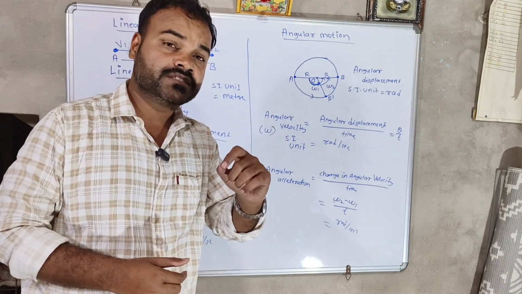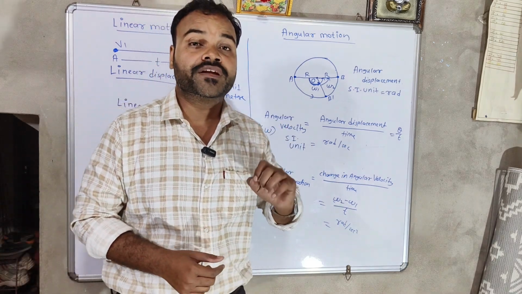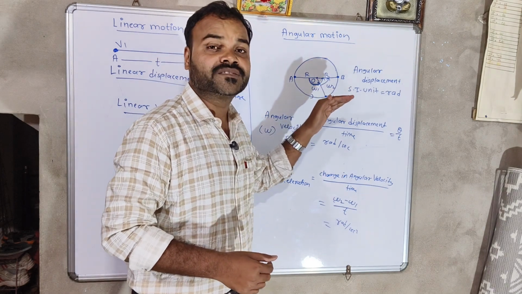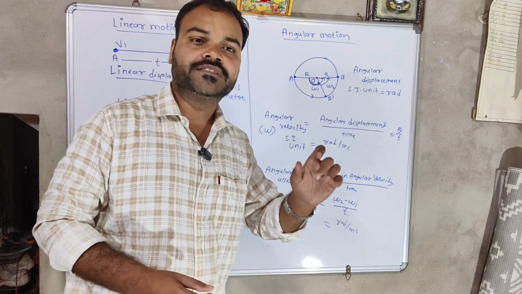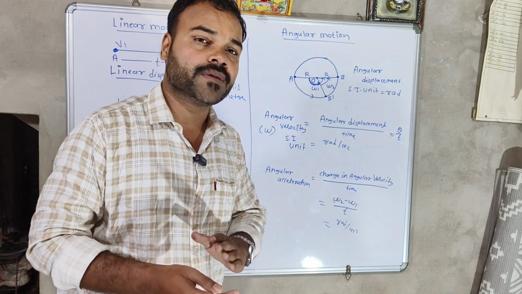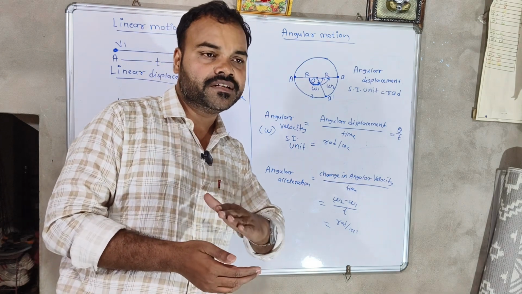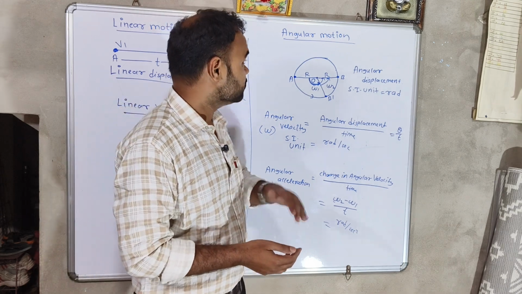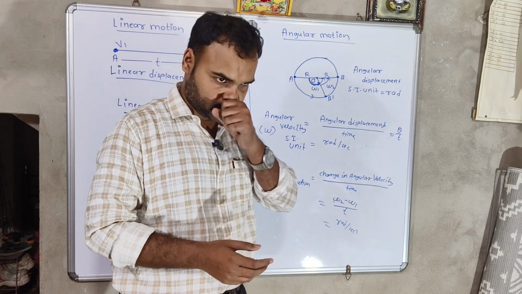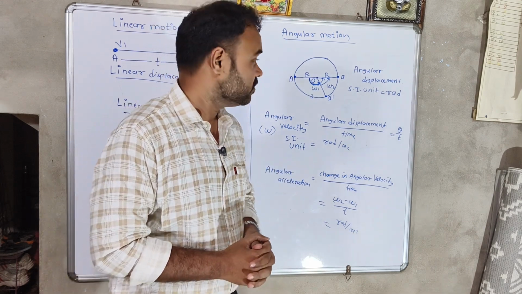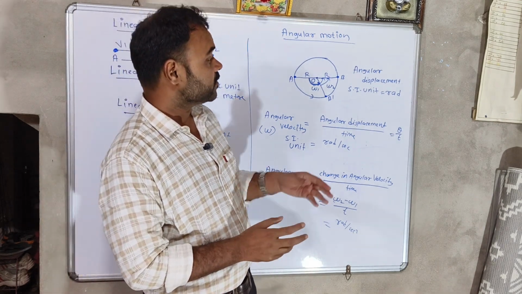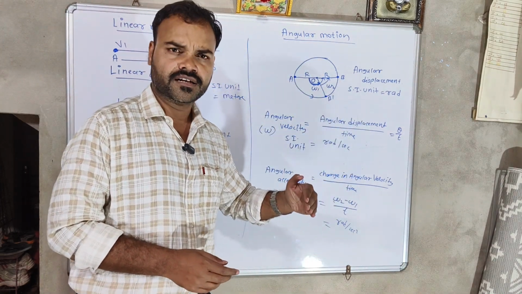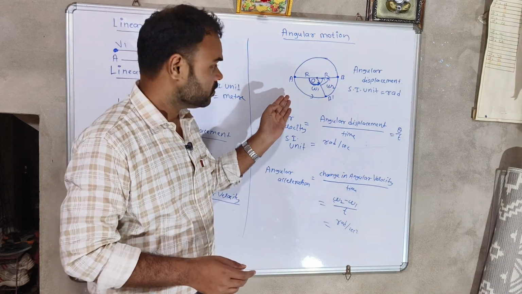When a particle performs circular motion, or moves along a circular path, it traces some angle while moving. Understand? While performing circular motion, the particle traces some angle, and this motion is calculated with respect to angle. That's why it is called angular motion. While moving along the circular path, the particle traces some angle at the center.